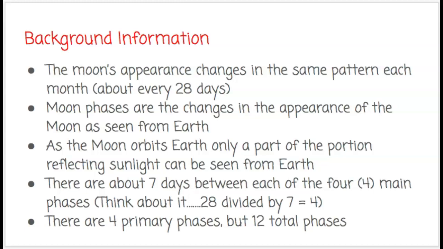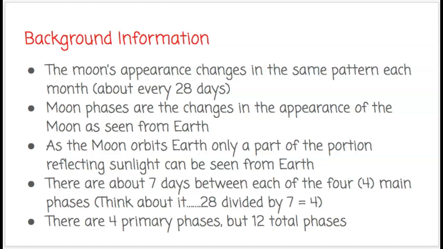Then there are about 7 days between each of the 4 main or primary phases. So think about it. 28 total days divided by 7 is 4. So 4 phases. 28 total days divided by 7 days each, 4 phases. Now there are 4 primary phases, but 12 total phases.